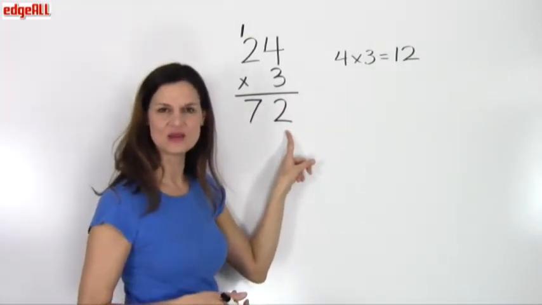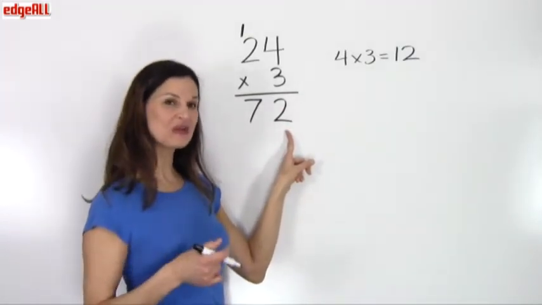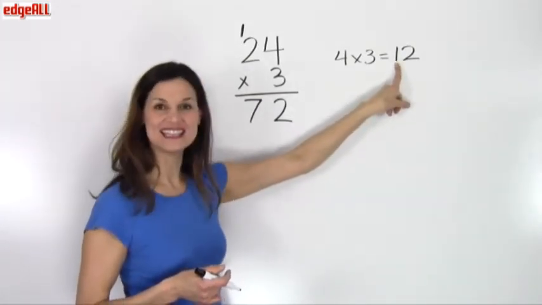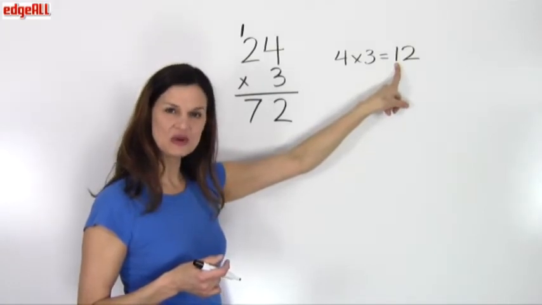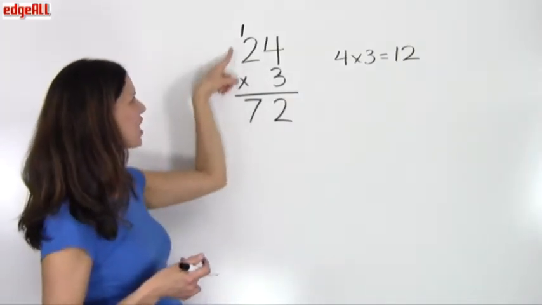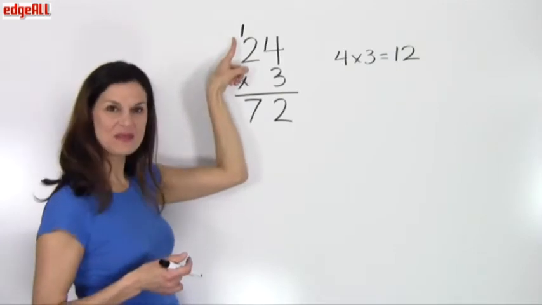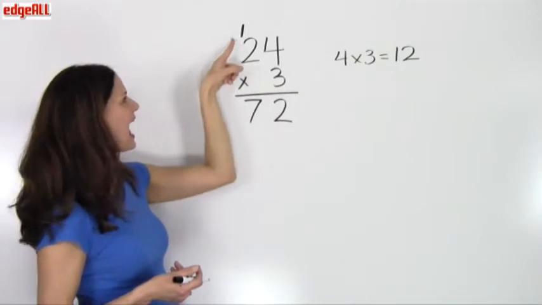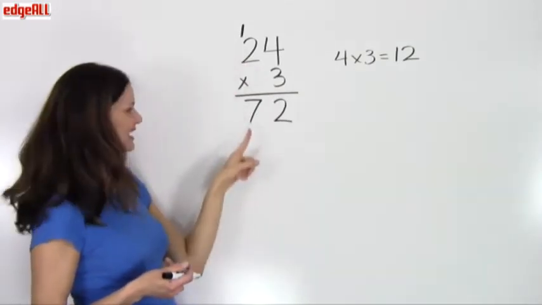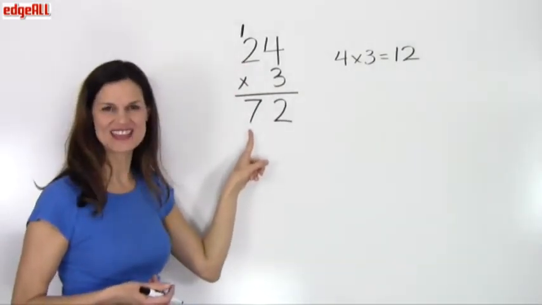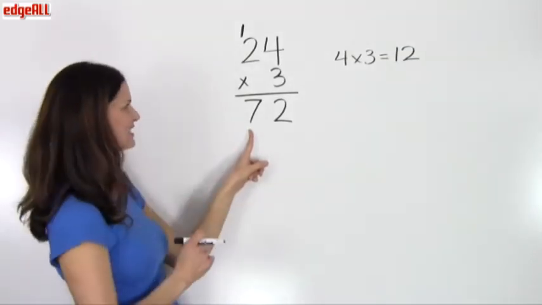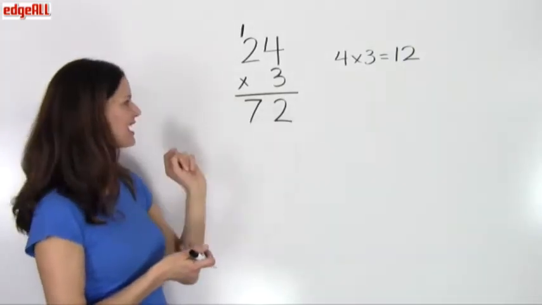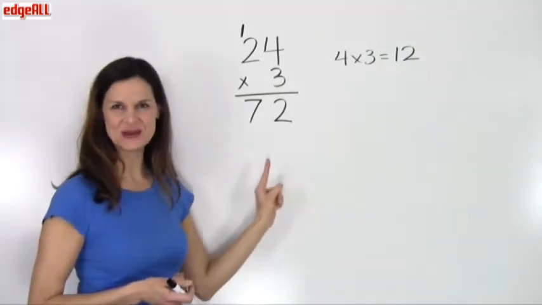So I put the 2 there in the ones place, but I regroup the 1. I take this digit that's in the tens place and I regroup it by putting it in the tens column. So I just set it right up there, do my next step of 3 times 2 equals 6, add 1 equals 7, and I place my 7 here in the tens place of my final answer. So I can see here that 24 times 3 equals 72.